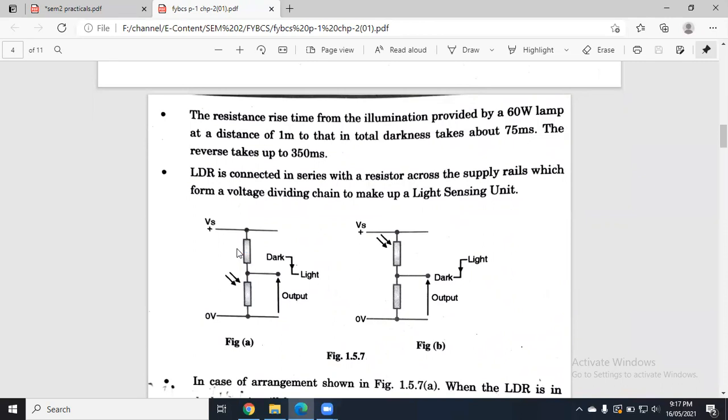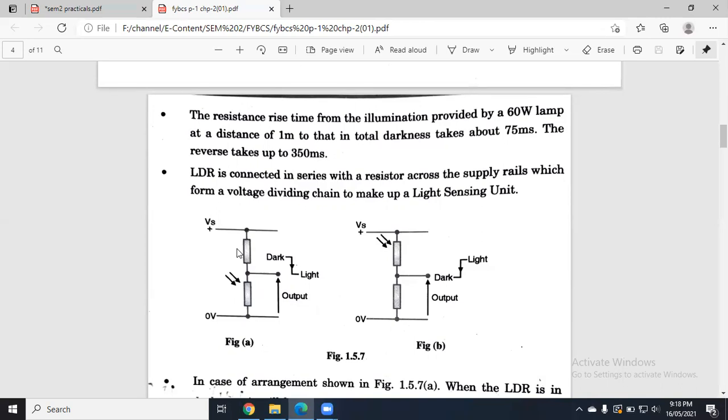An LDR connected in series with a resistor across the supply rails forms a voltage dividing chain to make a light sensing unit. Now what are these two points? If you want to make a circuit which will control the light, maybe the light inside your home or a street light control or any other application where you need to control the light, in that case you can use this LDR in series with another resistor. If we connect two resistors in series and take output at the middle, it is called a voltage divider.